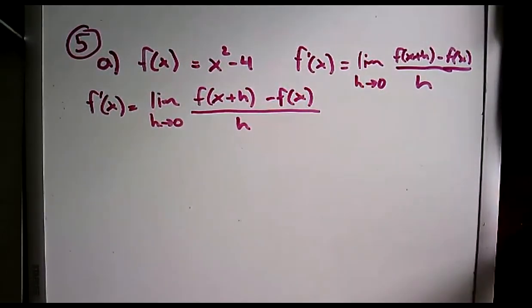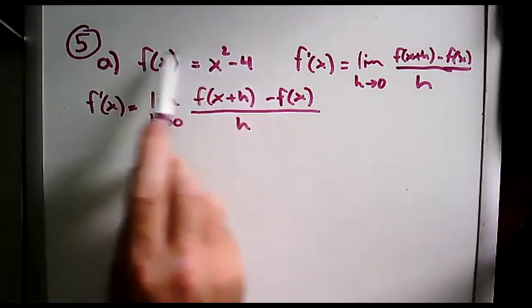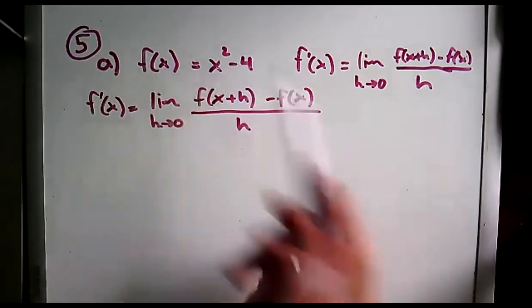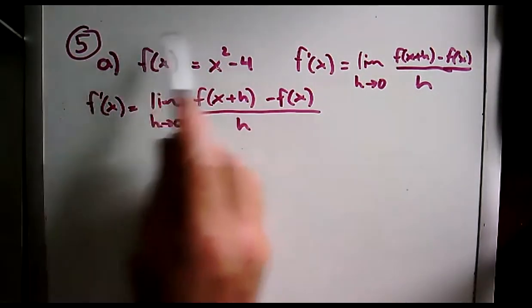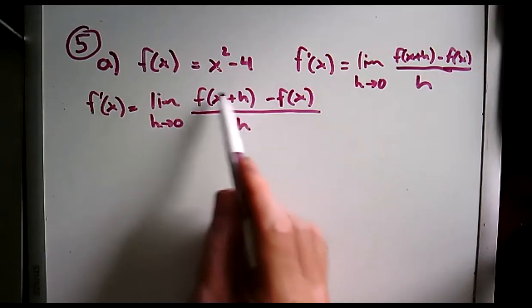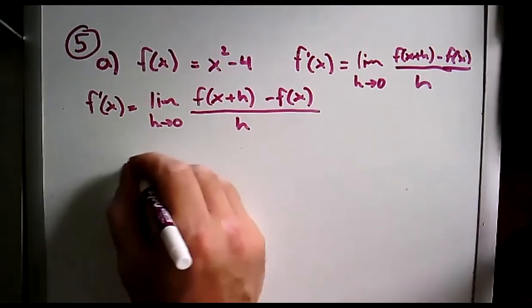And all you really need to do to make it specific to this problem is to use the rule for the function that we're given here. And the rule says whatever the input is, square it and then subtract 4. Right? That's what this function f does. So f of x plus h means take the quantity x plus h, square it, and then subtract 4. So let me write that out.